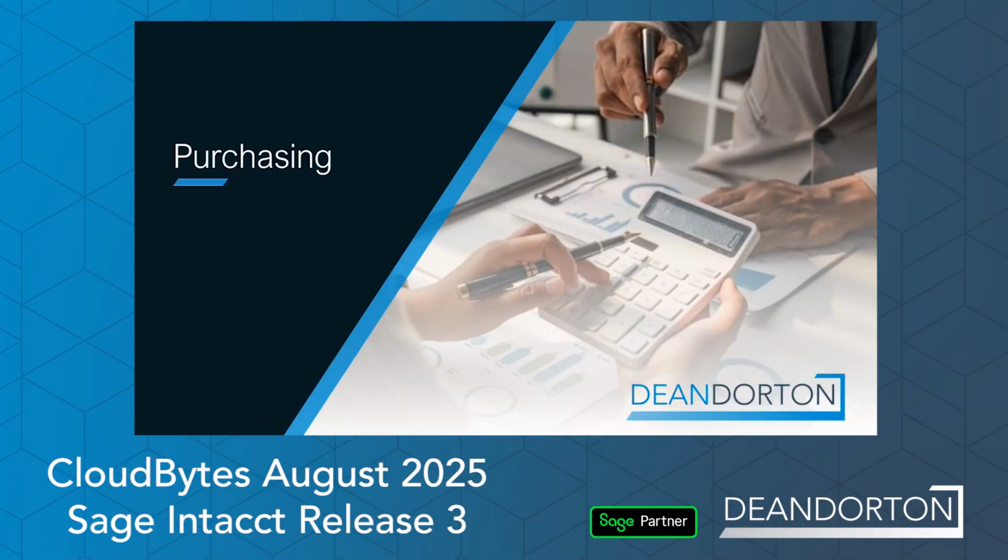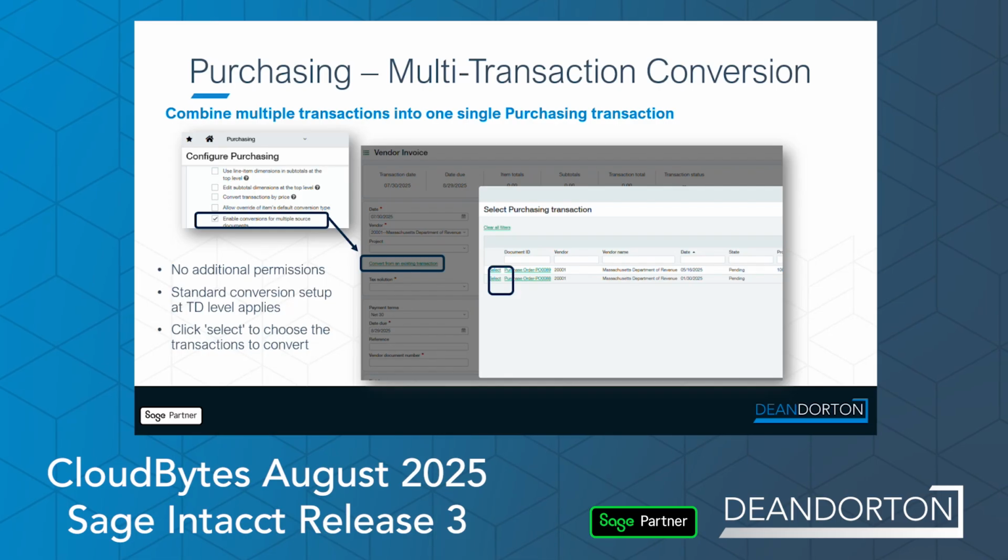Purchasing. It's going to be a short one on purchasing. One slide here. Multi-transaction conversion. So combining multiple transactions into one single purchasing transaction. There is a checkbox in configure purchasing to enable this, but no additional permissions. And you are able to take multiple transactions and convert them at the same time.